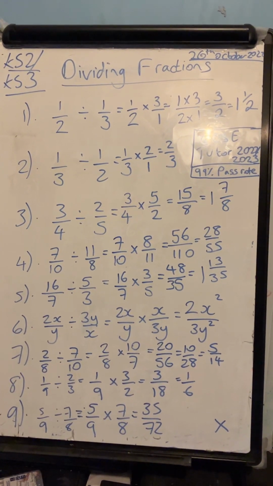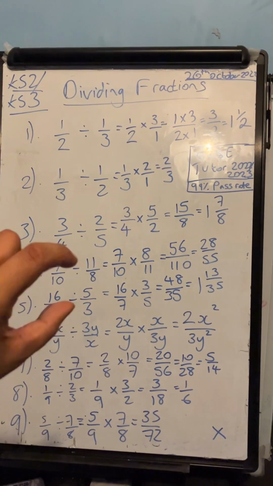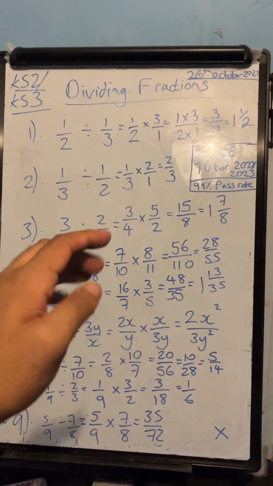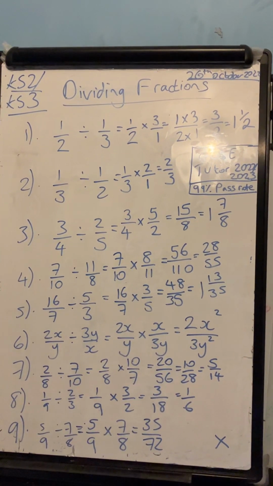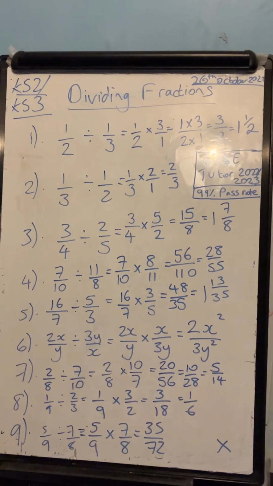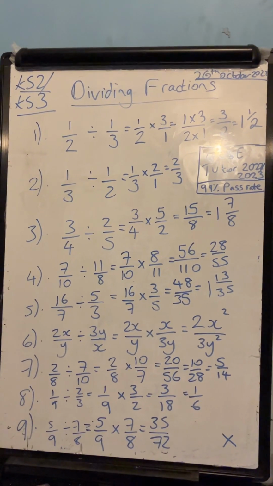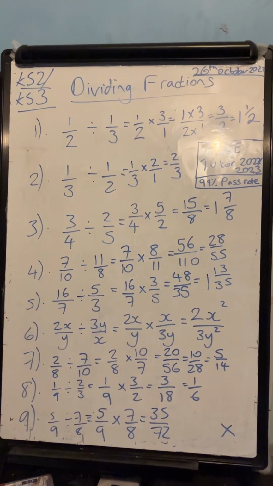Question number 5, 16/7 divided by 5/3. Well, I have 16 over 7 times the inverse, so the reciprocal of 5/3, which is 3/5. 16 times 3 is 48, and 7 times 5 is 35, which is 1 13/35.